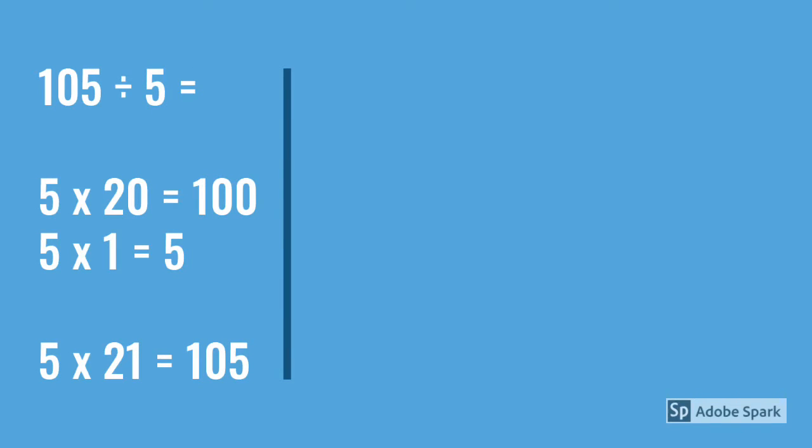So for this problem we're going to use the inverse to help us work out the missing numbers, and we're going to start by doing 105 divided by 5. 5 times 20 is 100 and 5 times 1 is 5. So I know that 105 divided by 5 is 21, or 5 multiplied by 21 is 105.